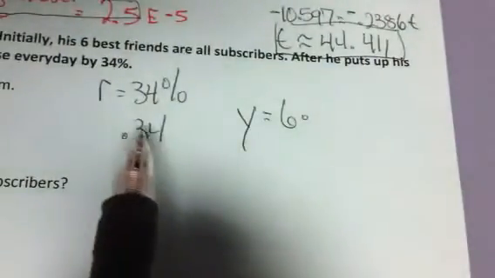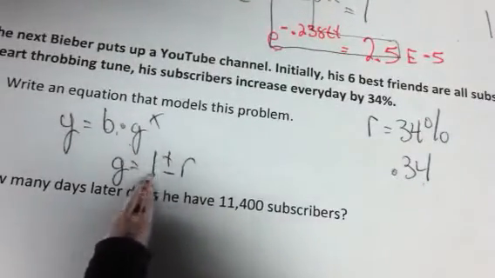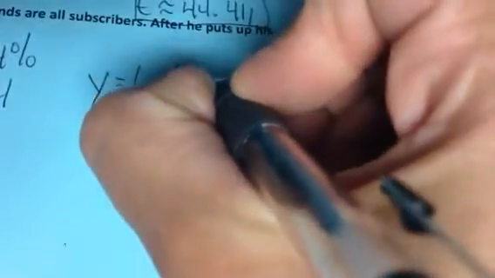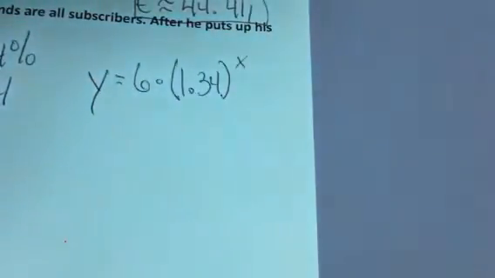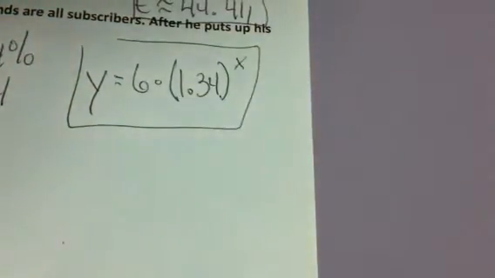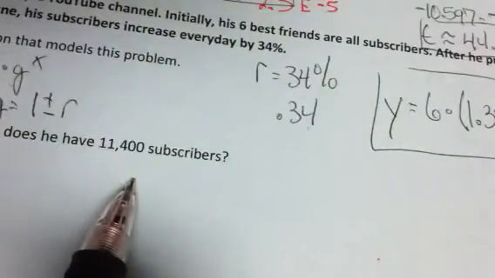So y equals, well, it might not be y, yeah. Y equals 6, and then g. The rate is 34%, 0.34, and it's increasing, so we're going to do 1 plus 0.34. So 1.34 and then my x power. That's your equation you're going to use. So how many days later does he have this many subscribers? Well, that's y, so that's going to go in here, but I'm going to move it to the other side.